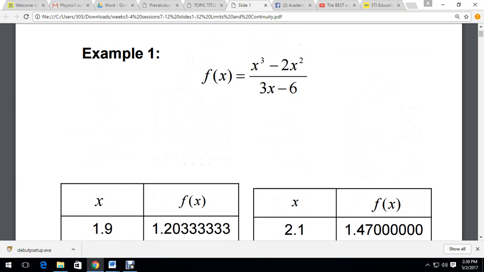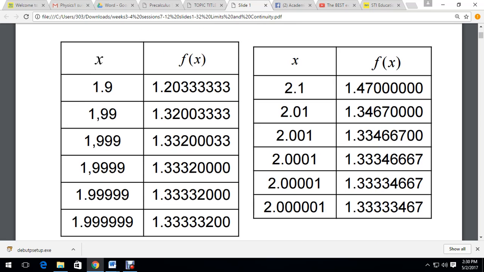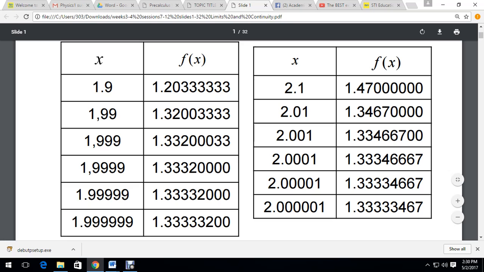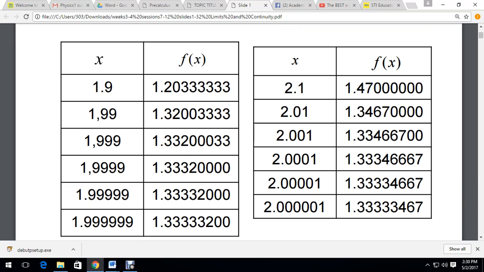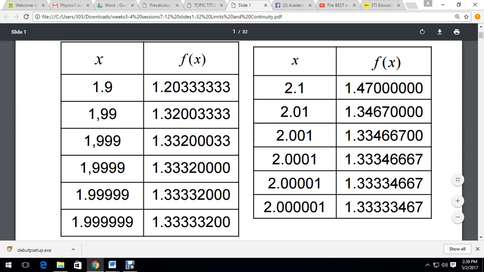But since we are not allowed to substitute the value of 2 directly in our function, what we can do is to get the value of x closer and closer to 2. Now, take note of the resulting behavior for f of x. As we get the value of x closer and closer to 1.9999 and so on, getting the value of x closer and closer to 2, the value of f of x, take note that this is getting closer and closer to 1.3333 and so on.